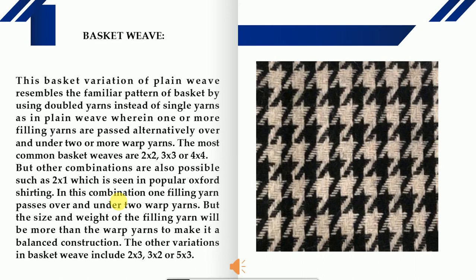But other combinations are also possible, such as 2x1, which is seen in popular Oxford shirting. In this combination, one filling yarn passes over and under two warp yarns. But the size and weight of the filling yarn will be more than the warp yarns to make it a balanced construction. The other variations in basket weave include 2x3, 3x2 or 5x3.